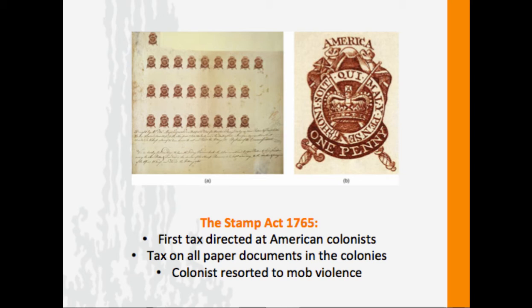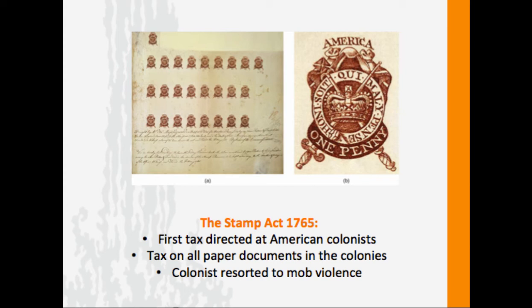So the colonists, again, are not very happy. So they decide they're going to resort to mob violence. Mob violence is when they have a large gathering of people and they do some type of violent act. It could be breaking into the stamp provider's house. It could be burning their house down. It could be tar and feathering.